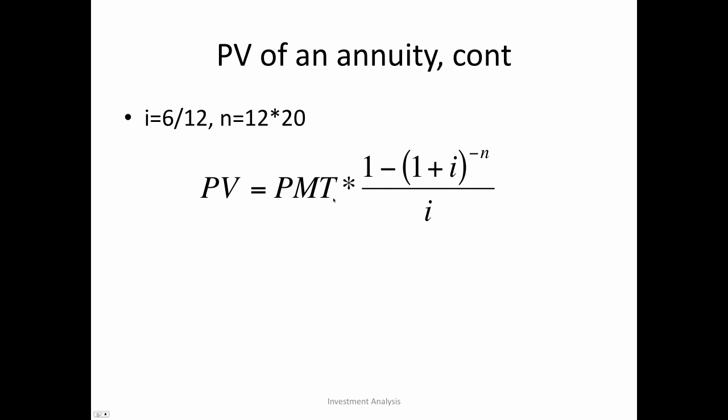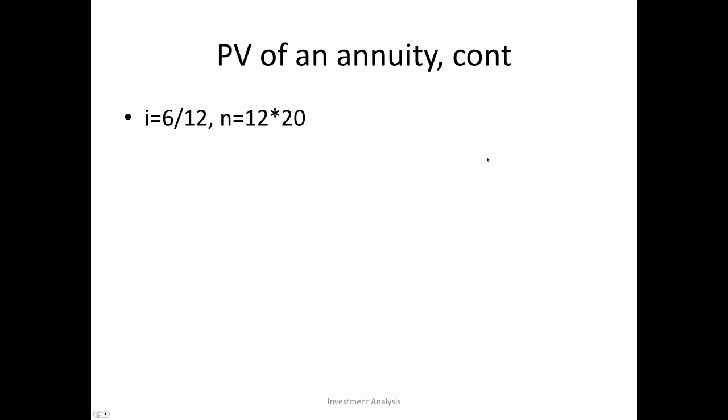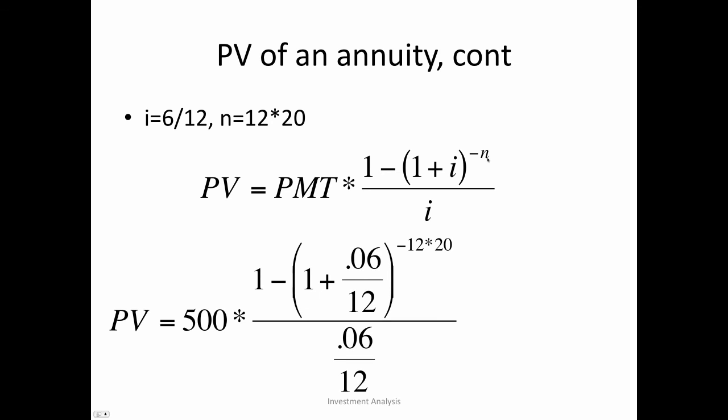Now recall from the notes in the videos that the present value of an annuity is equal to the payment that you receive in each time period times this present value factor. Now again, this looks a little bit complicated, but let's remind ourselves I is simply the interest rate and N is simply the number of time periods that I'm receiving that payment in. So if I substitute $500 in for the payment and 6 divided by 12 for the interest rate and 12 times 20 for the number of time periods, what I get is this.